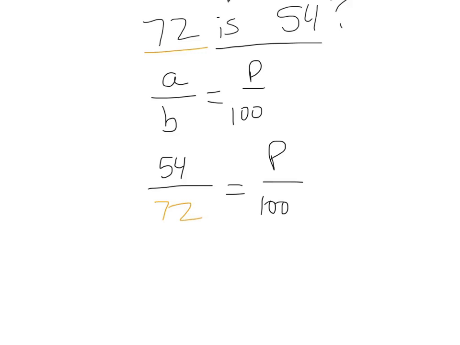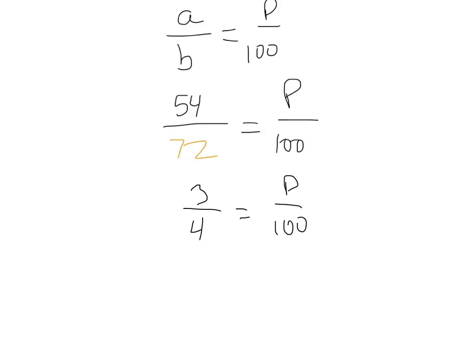But before we butterfly, we can do something, and that is simplify here. What can I simplify this to? Well, you're going to need to do a little bit of trial and error, but I know that I can divide both of them by 18. 54 divided by 18 would give me 3. 72 divided by 18 would give me 4. So now I'm rewriting it as 3 over 4 equals P over 100. Now, I can butterfly, right?